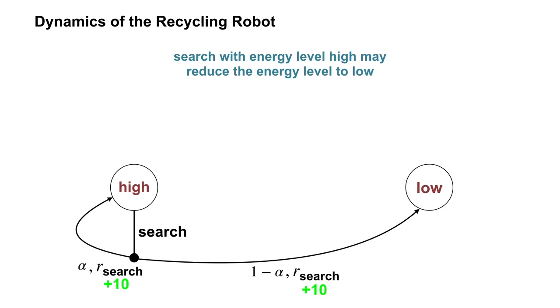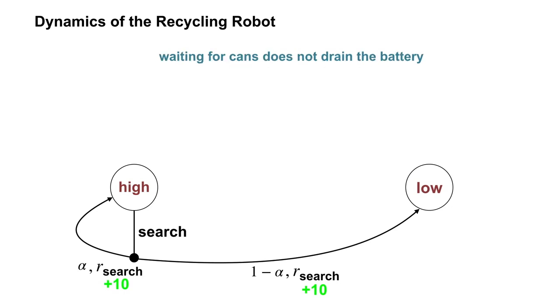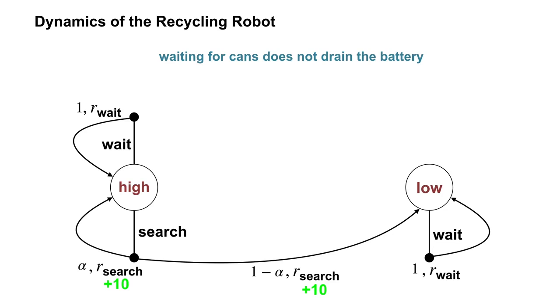The robot can also wait. Waiting for cans does not drain the battery, so the state does not change. In both cases, the wait action yields a reward of R wait. For example, R wait could be plus 1.